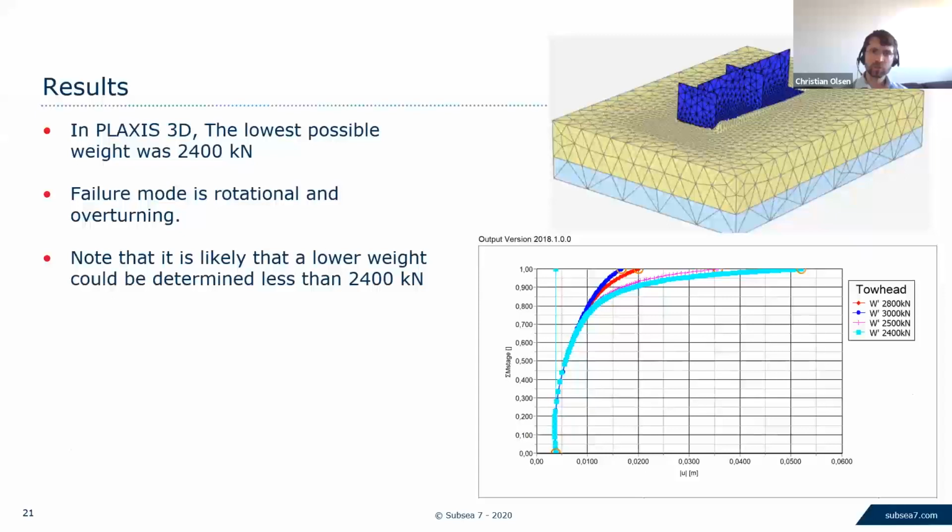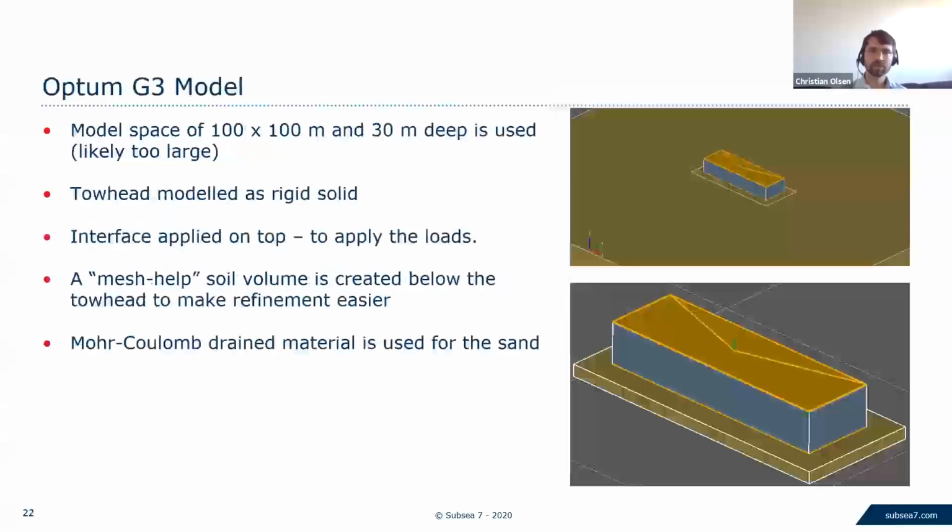So in PLAXIS 3D, the lowest possible weight that I've come up with for full yielding here is 2,400 kilonewtons. I tried 2,300, but it didn't work. And it's a bit difficult to see on the illustration here, but this is a combined overturning and sliding torsional loading at the same time. Since I wasn't able to reduce it to 2,300, I of course should have kept guessing between there to get the optimal solution. But for this example here, I haven't done so.